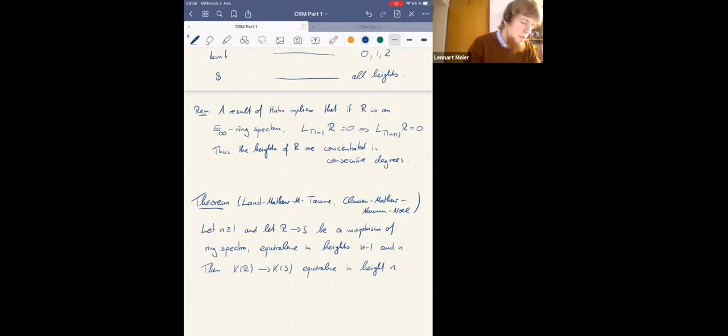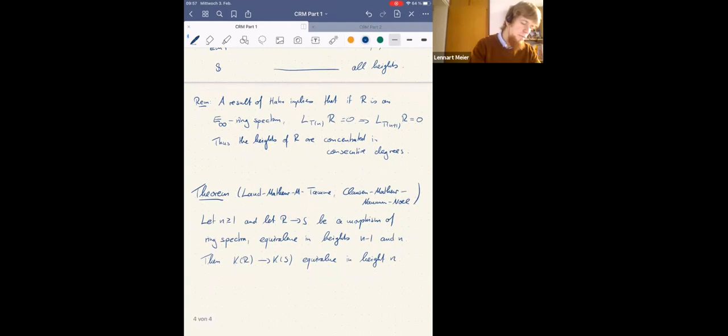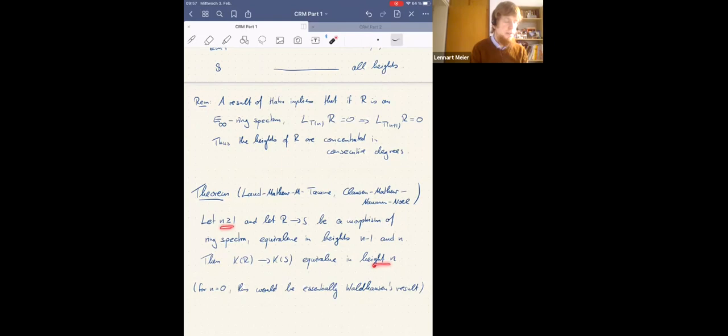So we need two consecutive heights here, so it's not quite true that if this is an equivalence in height n, then this will also be an equivalence in height n. This is not true, but we just need 2 degrees and then we get it. So for n equals 0, this would be essentially Waldhausen's result. But note that Waldhausen needed this connectivity assumption. His ring spectra need to be connective and an isomorphism on pi zero or some related condition, while it turns out at higher heights, we can get rid of connectivity.